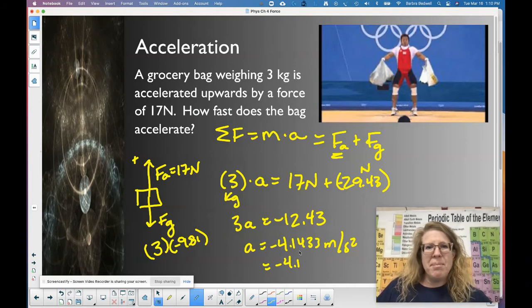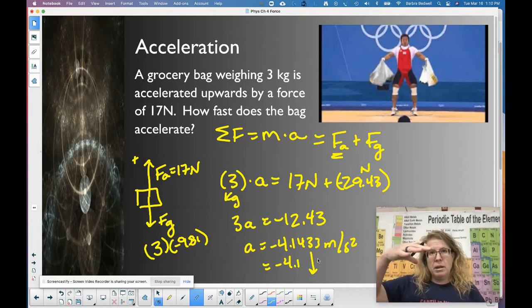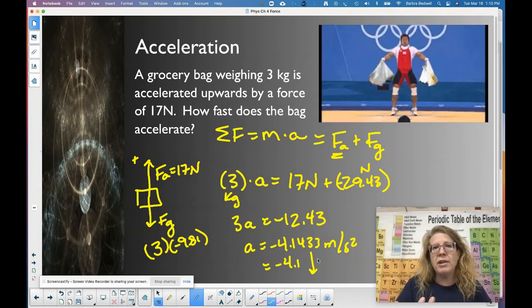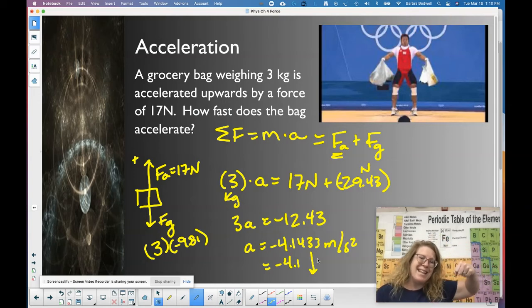That means I'm actually not picking it up. It means I'm actually setting it down. Its acceleration is in the downward direction. Now, how is that possible? You say, okay, well, remember, if you just drop it, it's going to accelerate downwards at negative 9.81 meters per second squared. But I'm applying an upward force of 17 newtons. What you would call that is lowering it down, right? I am lifting against it, but I'm setting it down at the same time.